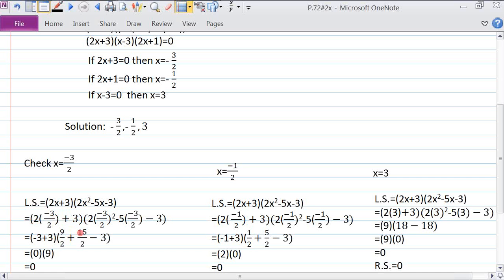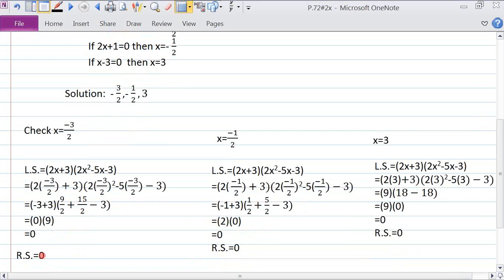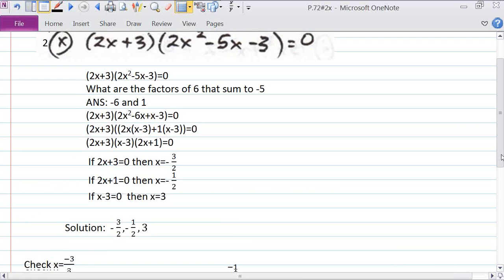So 9 and 15 is 24. 24 over 2 is 12. 12 minus 3 is 9. So 0 times 9 is 0. And the right side of the equation is 0, too. If you check over here, here's the right side. The right side is 0.